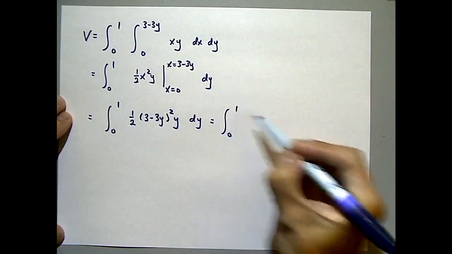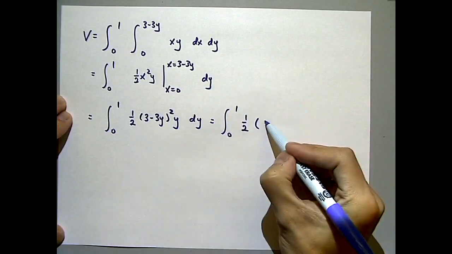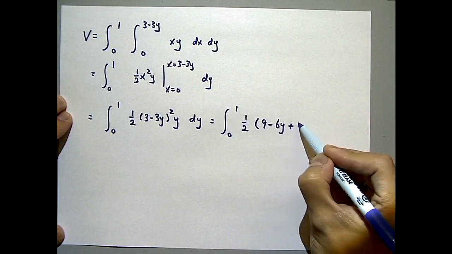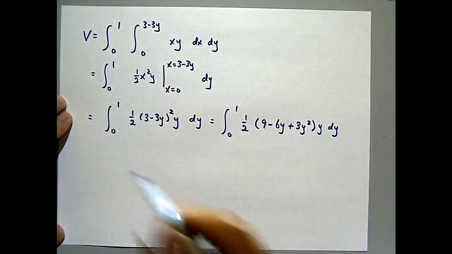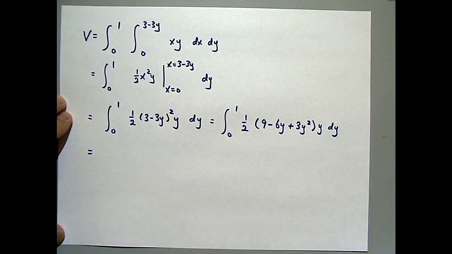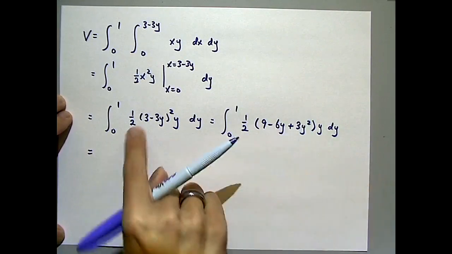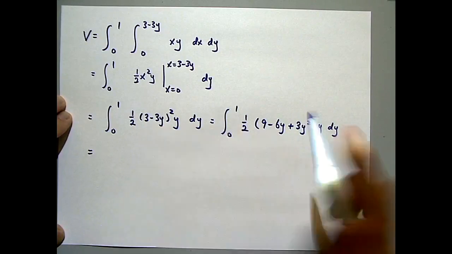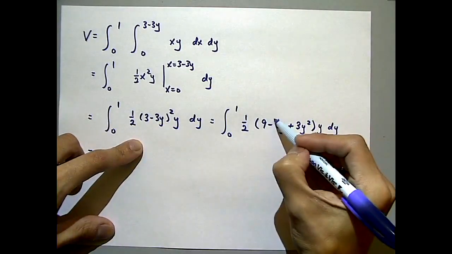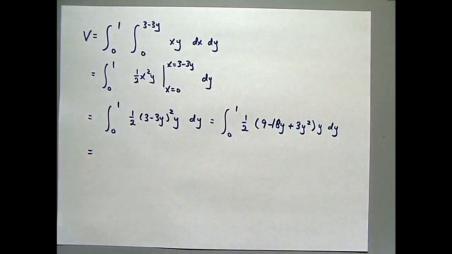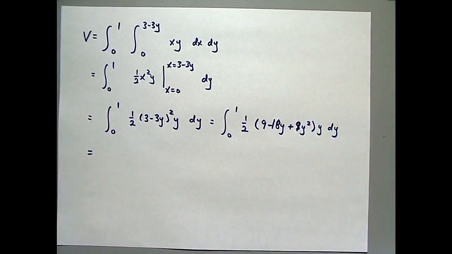Okay, let's keep going. 1/2. Squaring that, we get 9 minus 6y plus 3y squared. Another y here. No, that's 18, right? Is it 18? 9 minus 18y plus 9y squared. Is that right? Yes? Okay, good. All right.